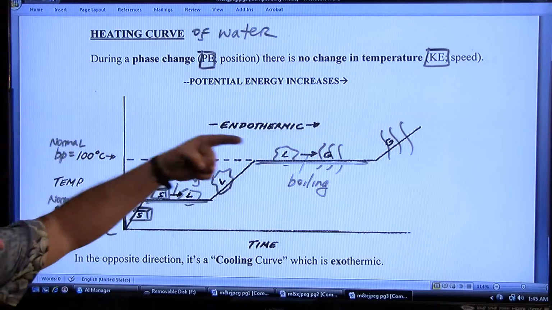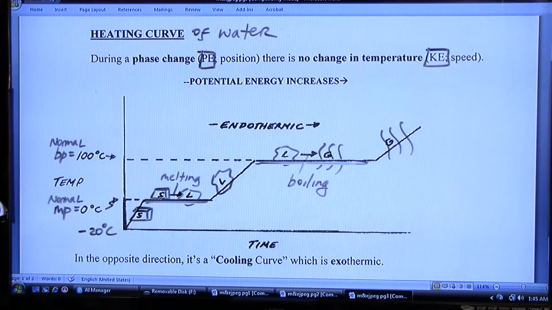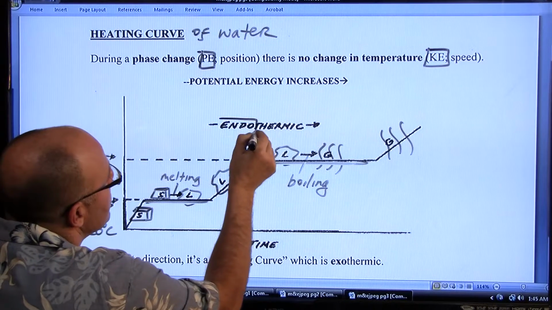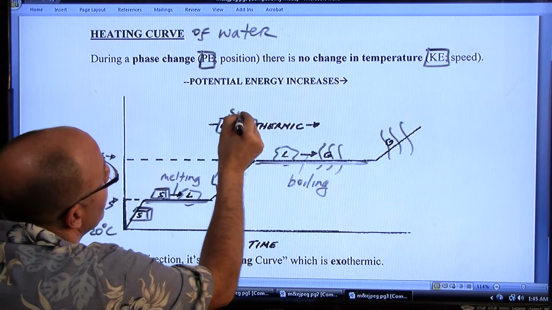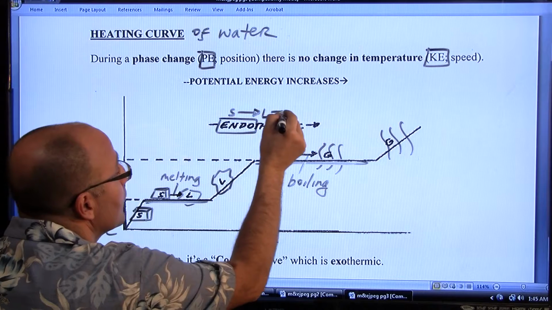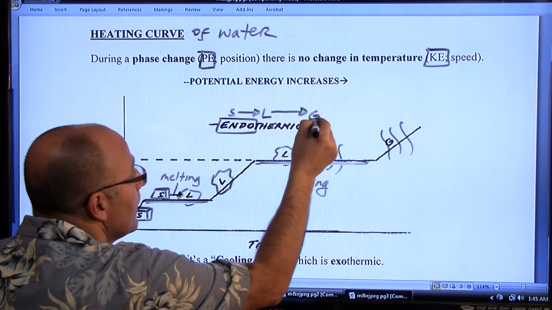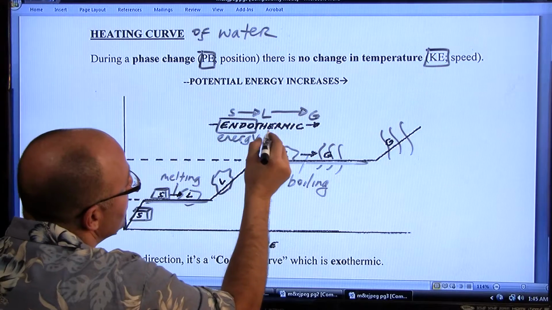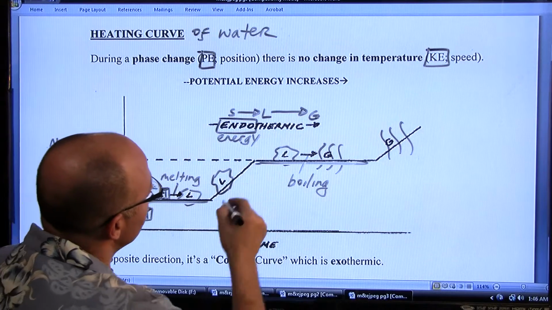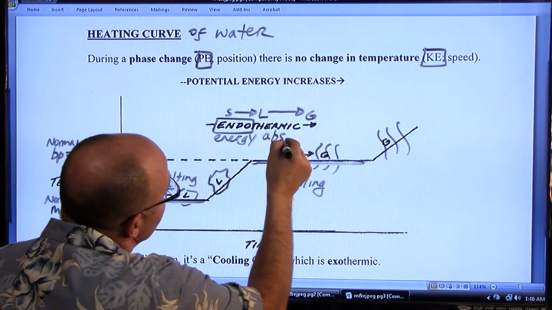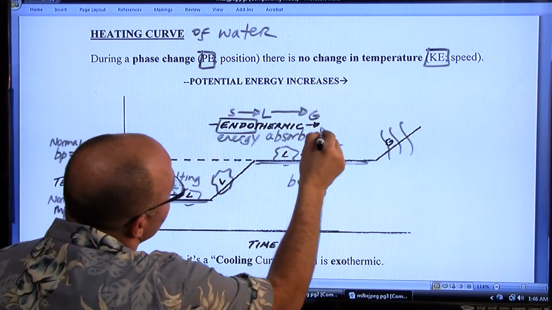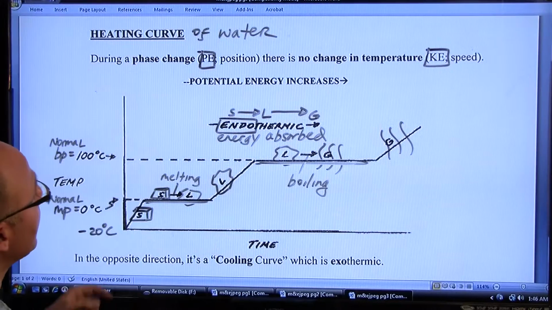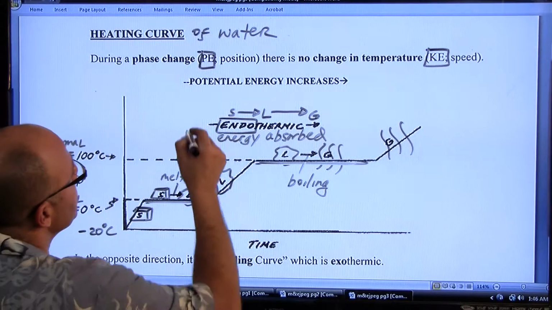So going in this direction, we're calling that the endothermic direction, because as a solid turns into a liquid and then turns into a gas, energy is absorbed. Endothermic means the absorption of energy by that substance from its surroundings. Also in this direction, since the particles are separating, we say potential energy increases.